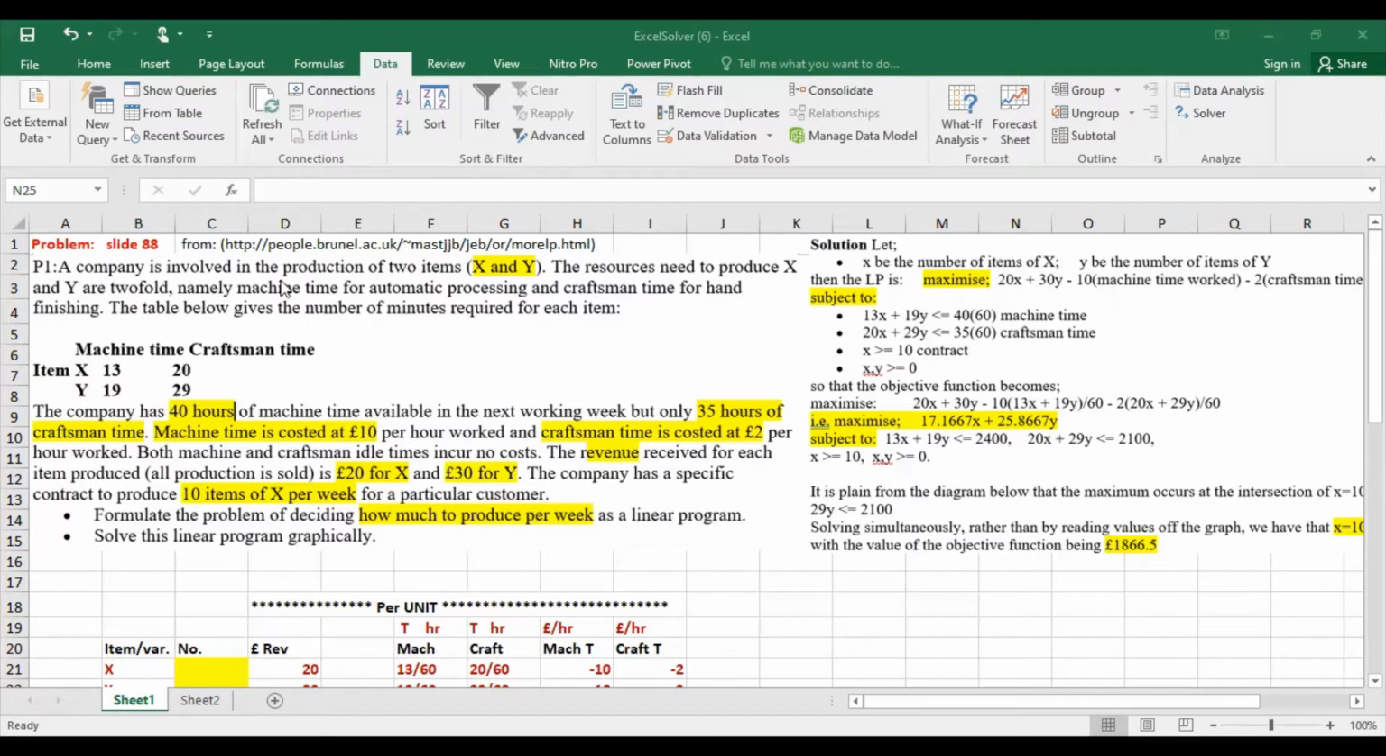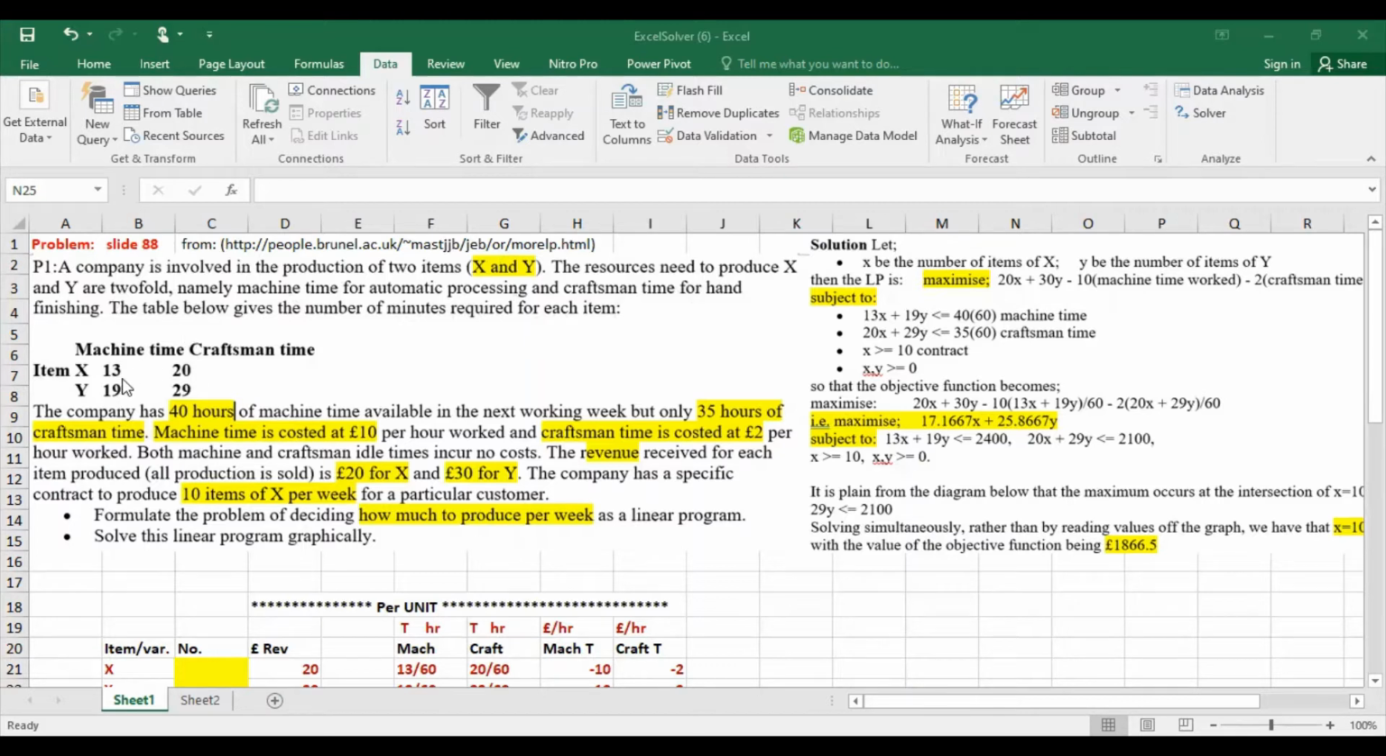So the resources needed to produce X and Y are twofold, namely machine time for automatic processing and craftsman time for hand finishing. What does that mean? The resources you need for manufacturing X and Y are machine time for making the product, and craftsman time, labor time, for hand finishing. The table below gives the number of minutes required for each item, for machine time and craftsman time. Craftsman time is basically the labor time.